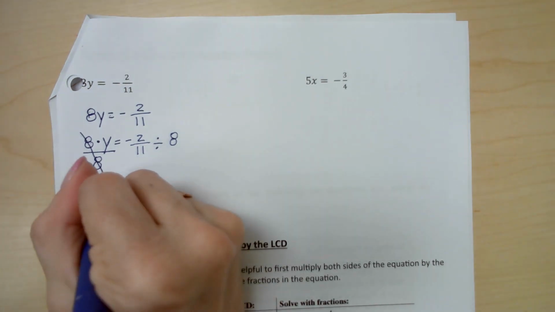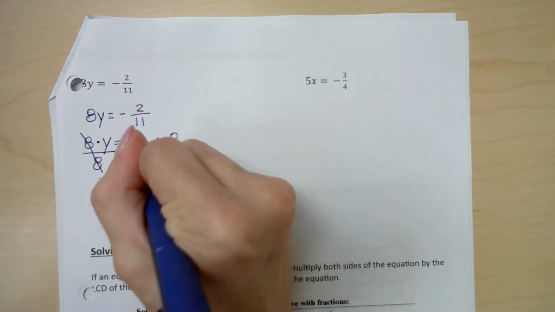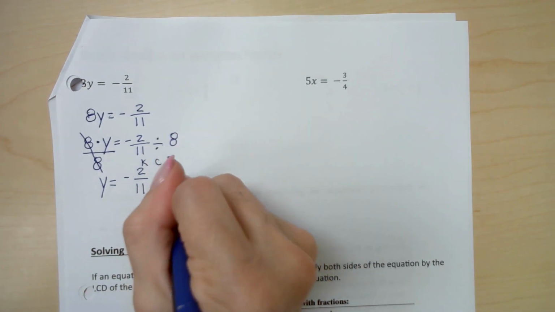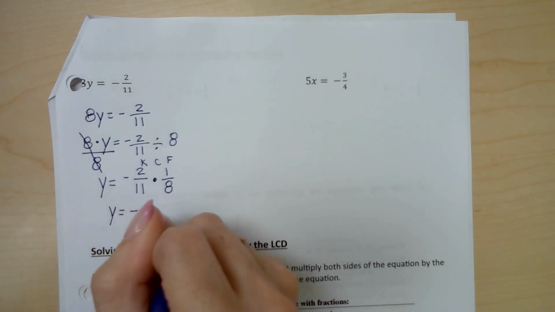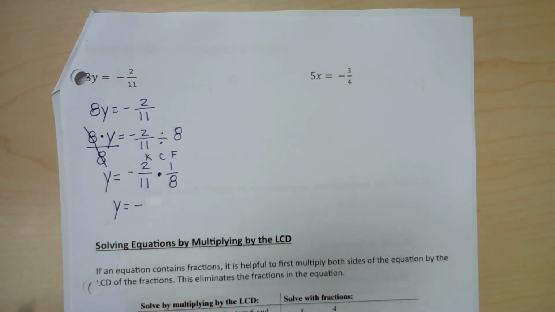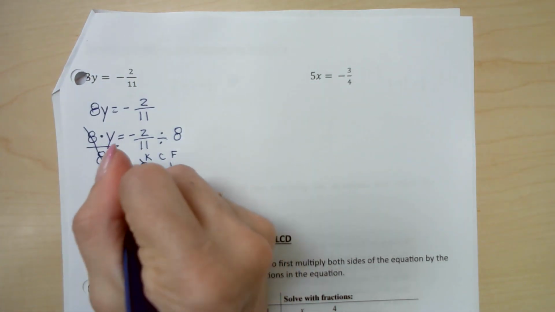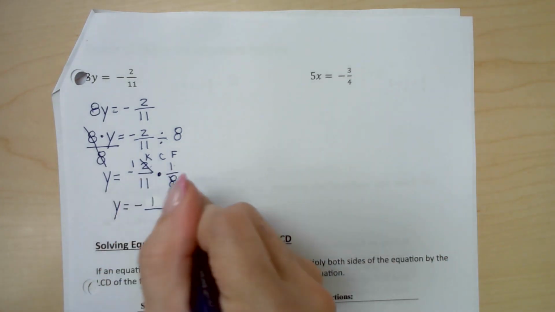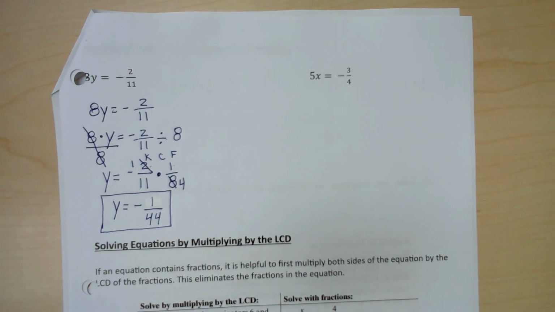Now, y equals negative 2 over 11 times, because we're going to keep, change, flip. So divide turns to multiply, and 8 turns to 1 over 8. That becomes negative 2. Oops. Actually, we're about to skip a step and make our jobs harder. Before I multiply, I'm going to simplify. 1 and 11 are prime, but 2 and 8 can both be divided by 2. So we get negative 1 times 1 is negative 1, and 11 times 4 is 44. So our answer is negative 1 over 44.